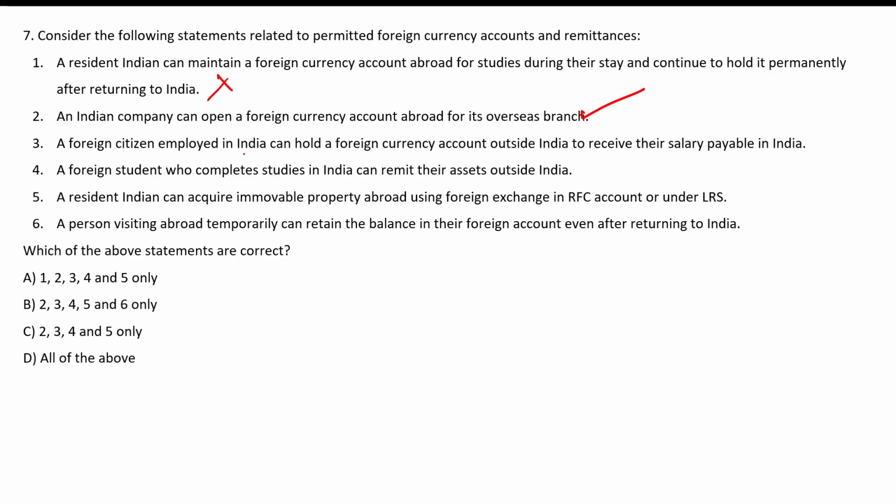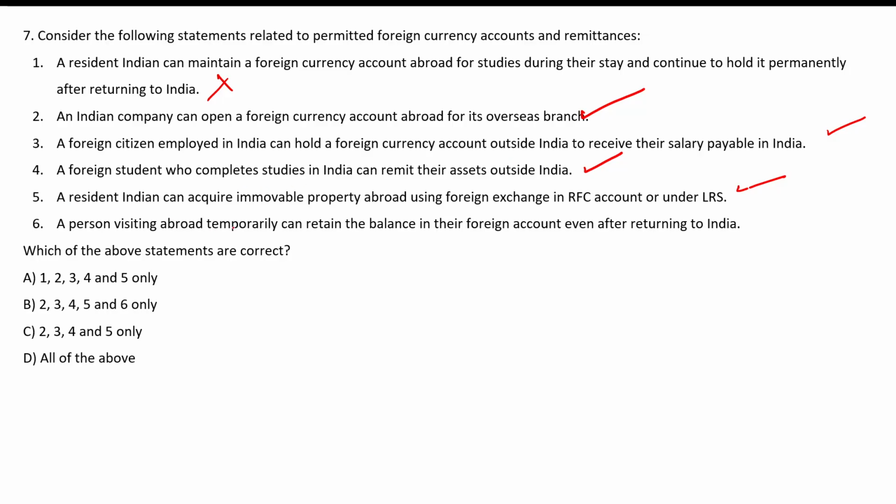A foreign citizen employed in India can hold a foreign currency account outside India to receive their salary payable in India. This statement is also correct. A foreign student who completes study in India can remit their asset outside India. Yes, they can. A resident Indian can acquire immovable property abroad using foreign exchange in RFC account or under LRS. The statement is also correct.